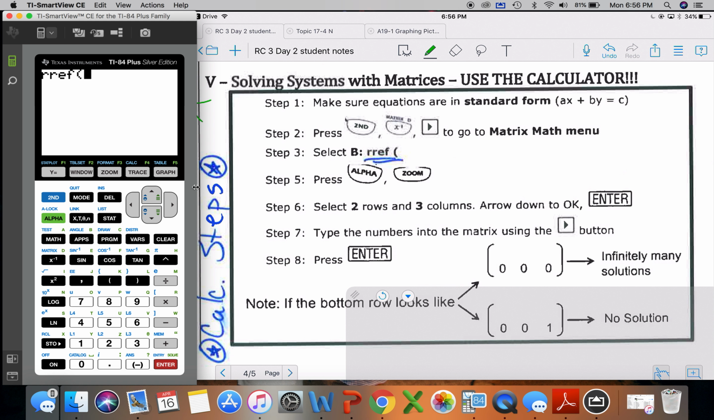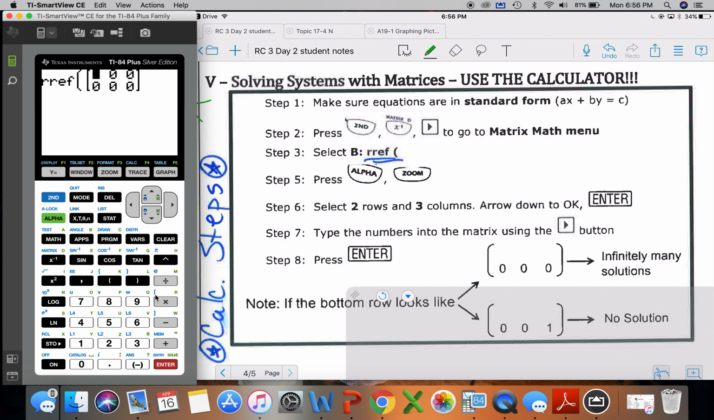From here, I'm going to click Alpha Zoom. My matrices are always going to be 2 by 3s. So I'm going to click 2 and 3. Once you have these highlighted, these will naturally pop up, but your go-to when your calculator is cleared is a 2 by 2. So you want 2 on the rows and 3 on the columns, and you click OK, and this whole thing pops up.